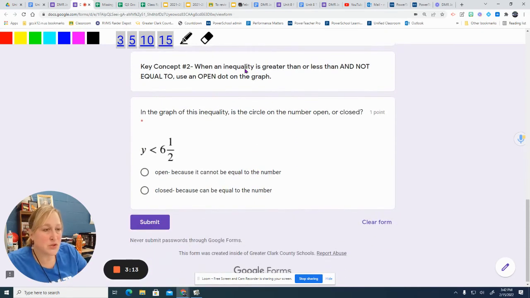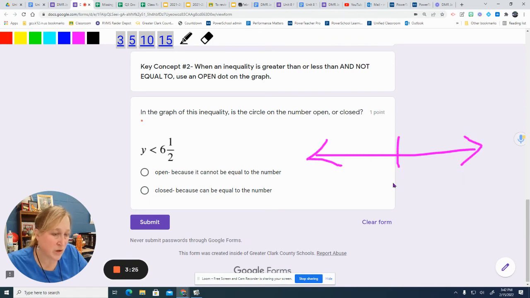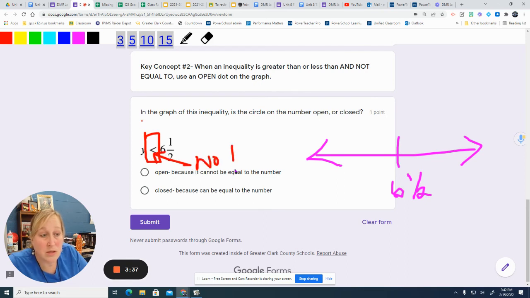Key concept number 2: when an inequality is greater than or less than and not equal to, we've been doing this, use an open dot on the graph. So on this particular one, we've got our 6 1/2, and I'm looking right here. Is there a line there? No line. So it is an open circle. And I do love that my inequality is like this and my y is on the right way.